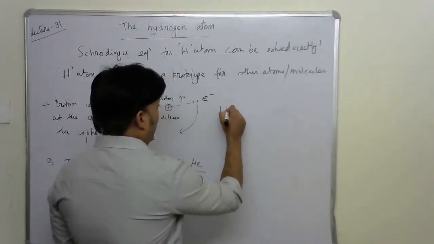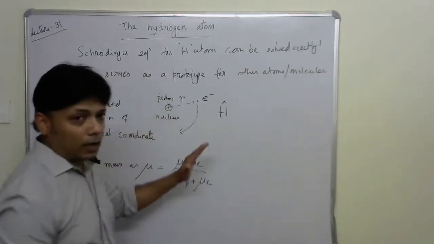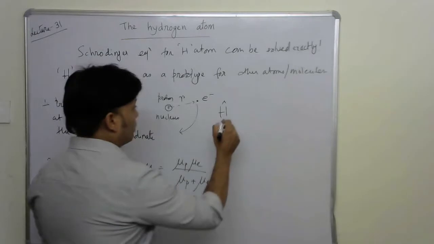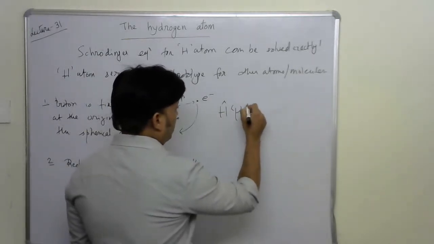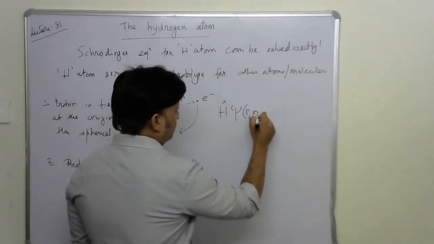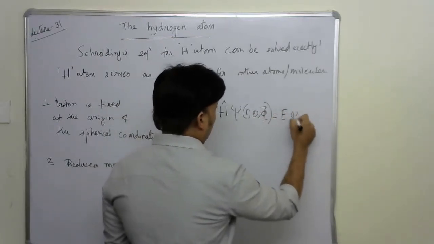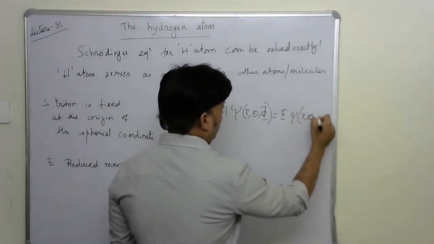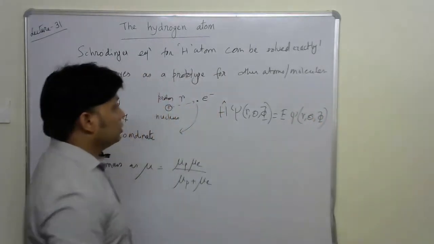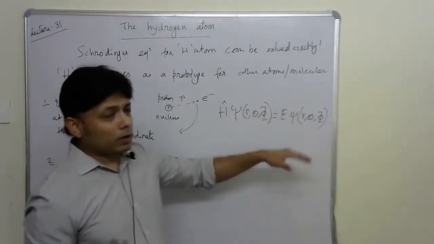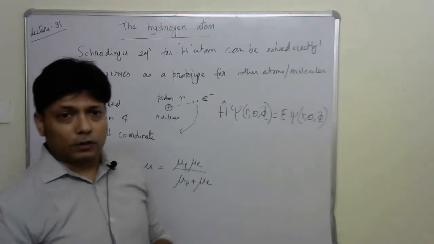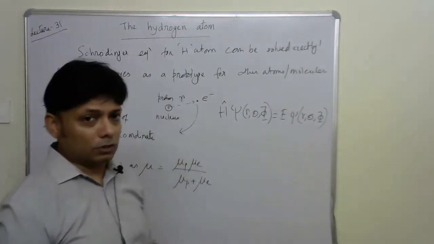All right, so we will start with the Schrodinger equation. Definitely, as we have learned earlier, this is the time independent Schrodinger equation. We are going to write H psi, where psi is dependent on r, theta and phi, equal to E psi(r, theta, phi). Except for the r part, the theta phi part is exactly the same as for the diatomic rigid rotor.